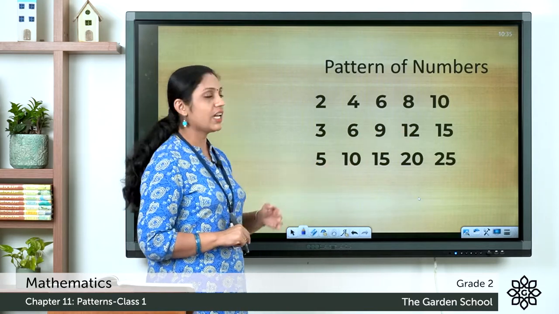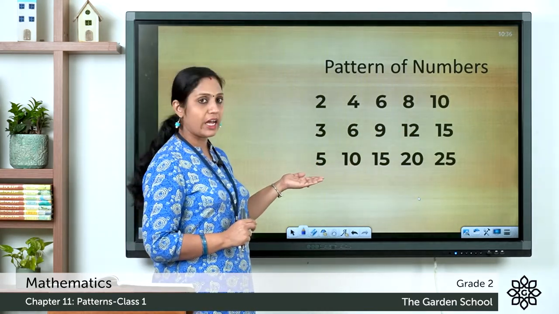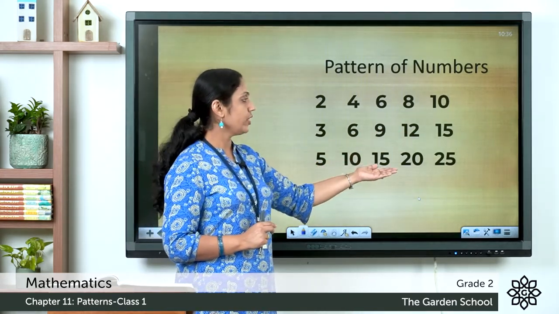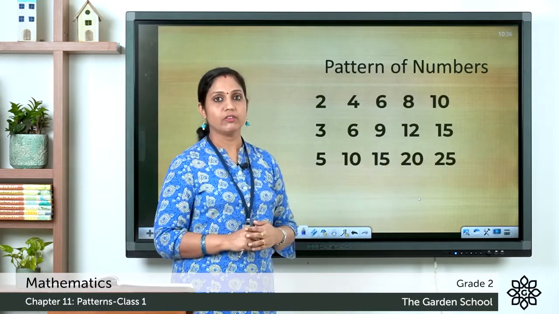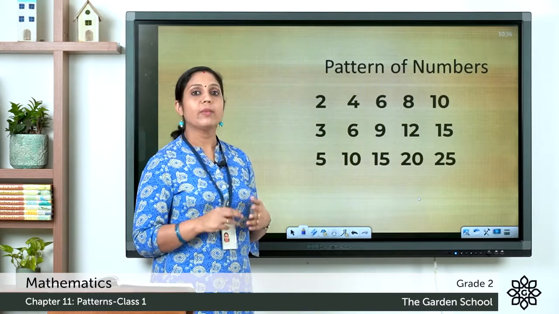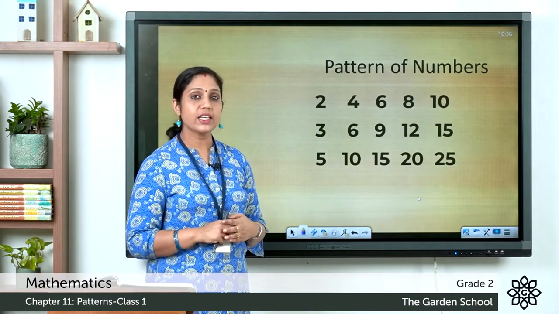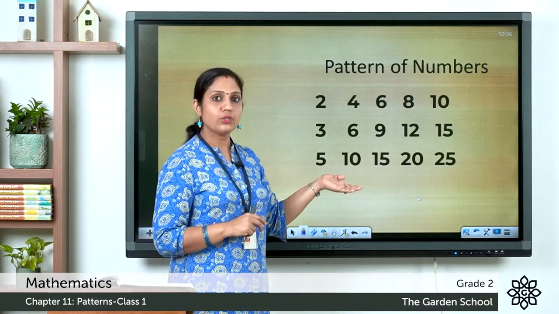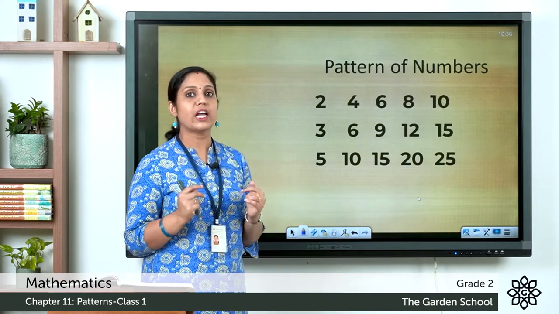Now let's have a look at the last sequence. We have 5, 10, 15, 20 and 25. Let's have a look at the first two numbers. 5, 10. And by how much are these numbers increasing? 5 plus dash is equal to 10. How much is it? 5 plus 5 is 10.